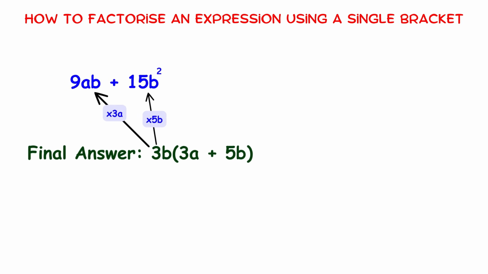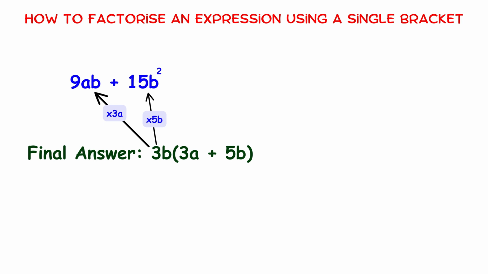For this first one, we're trying to factorize 9ab plus 15b squared. First, we look at the 9 and the 15 and think of the biggest factor that they both have in common, which is a 3. Next, we need to look at the a's, but there's no a in 15b squared, so we know that there won't be an a in our common factor. If we look at the b's though, we can see that 9ab contains 1b, and 15b squared effectively has 2 b's being multiplied together, because 15b squared means 15 times b times b, so both terms have 1b in common, which means that we can add a b to our common factor to make it 3b.